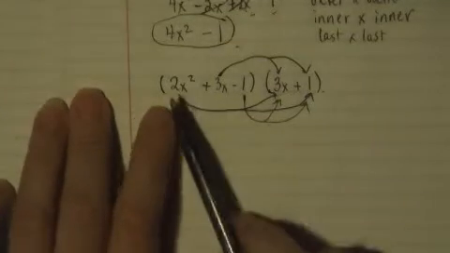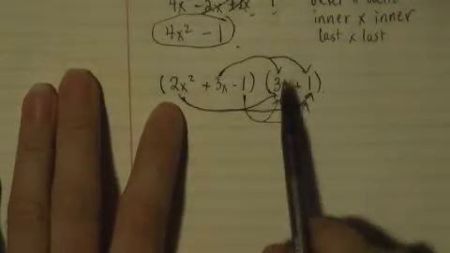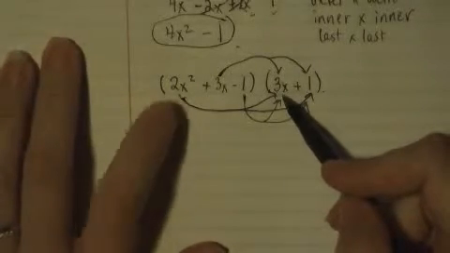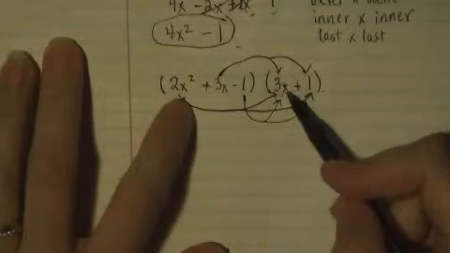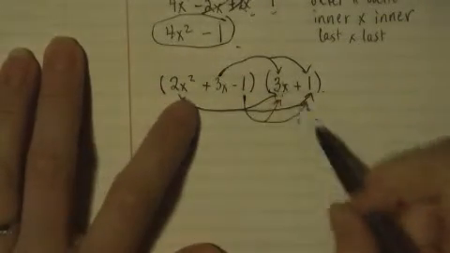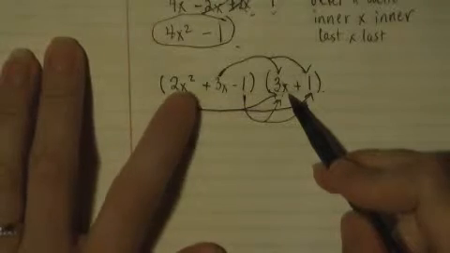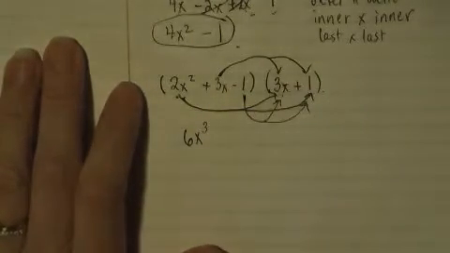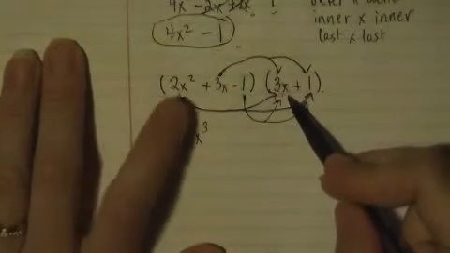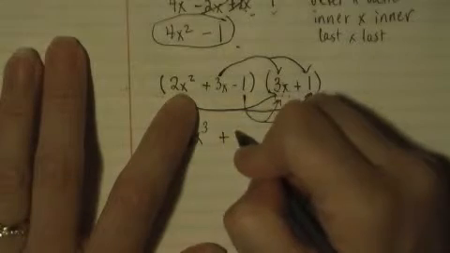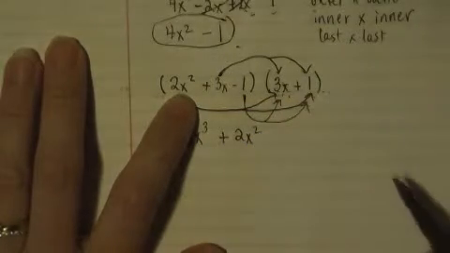And so to begin with, we're going to do 2x squared times 3x. What's 2x squared times 3x? It's going to be 2 times 3, 6, x squared times x. So here you have 2 x's, you have one more x, so you get x to the third. Okay, so we did that. Then 2x squared times 1. So you get a plus 2x squared.